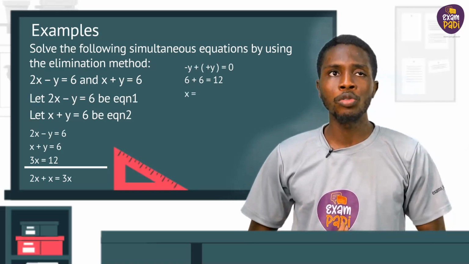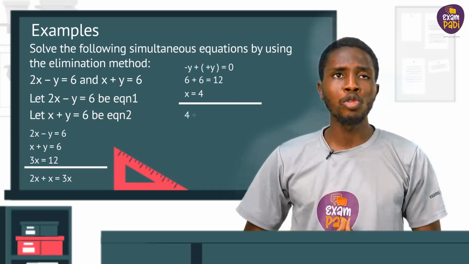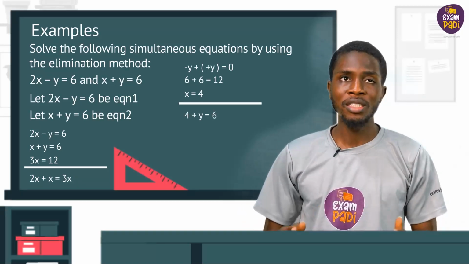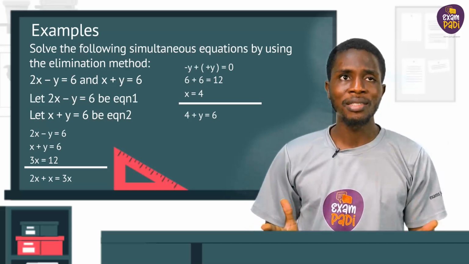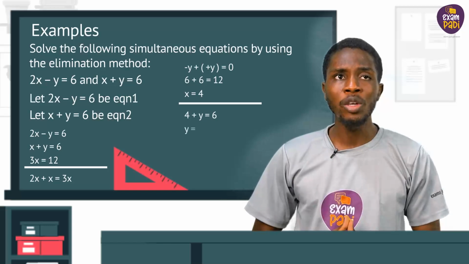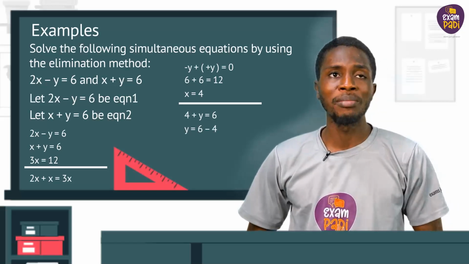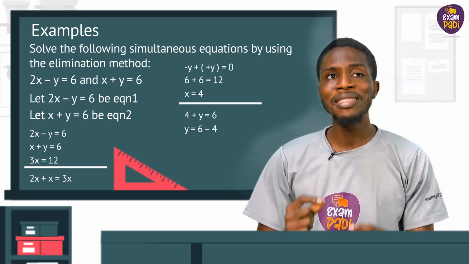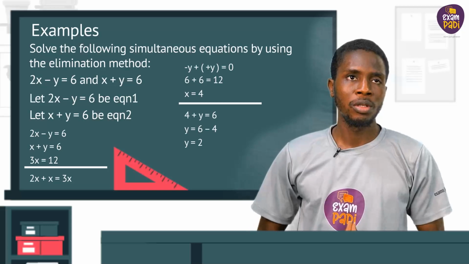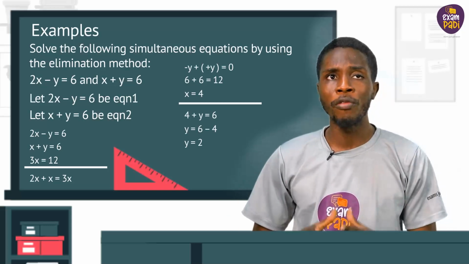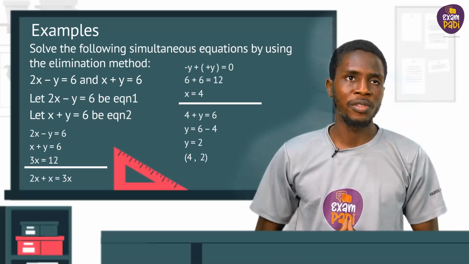Therefore, x equals 4. So now, equation 2 becomes 4 plus y equals 6. That is, replacing our x with 4. Hence, we can rewrite it as y equals 6 minus 4. Which means after collecting like terms, we have y equals 2. So we can say the solution for the pair of equations are 4, 2 respectively.